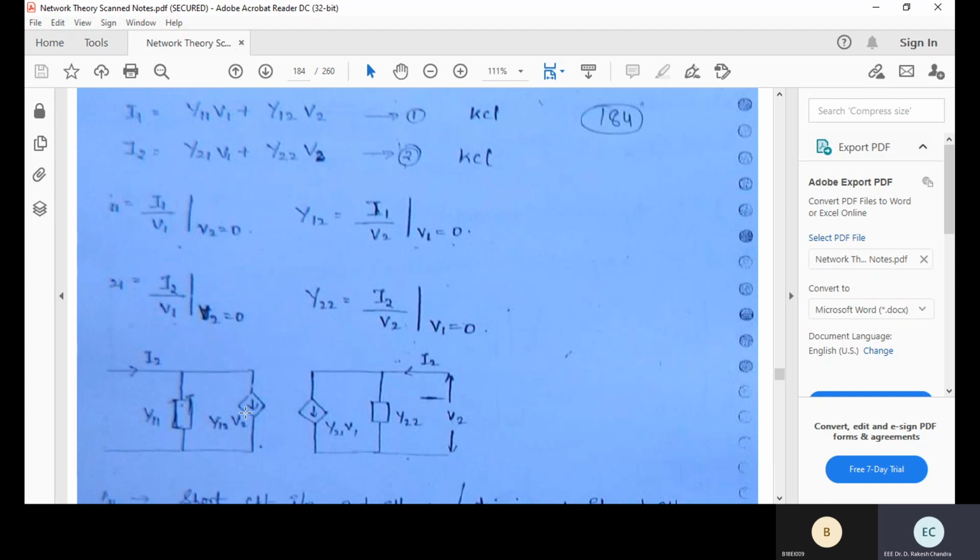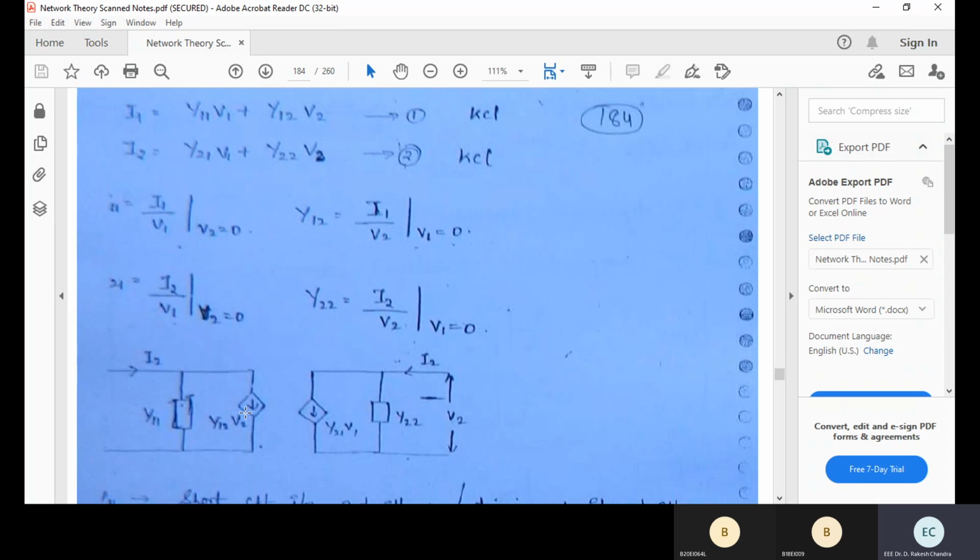So here you have to make V1 as 0 or V2 as 0. Similar to the previous one, where I1 is 0 and I2 is 0, meaning we open either the primary or the secondary, the input or the output. Here V1 equal to 0 means the primary or input side is a short circuit. Why? Because voltage 0 means short circuit, and current 0 means open circuit. So V1 equal to 0 means the input side is shorted, and V2 equal to 0 means the output side is shorted.